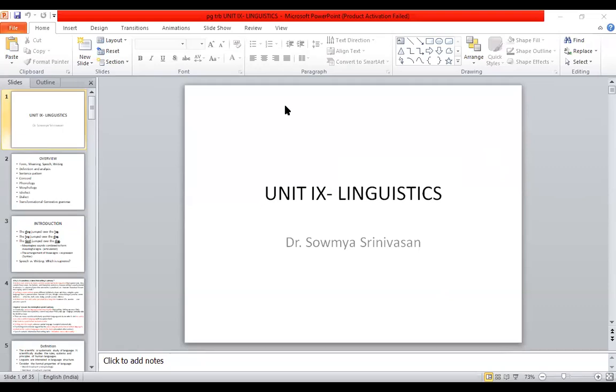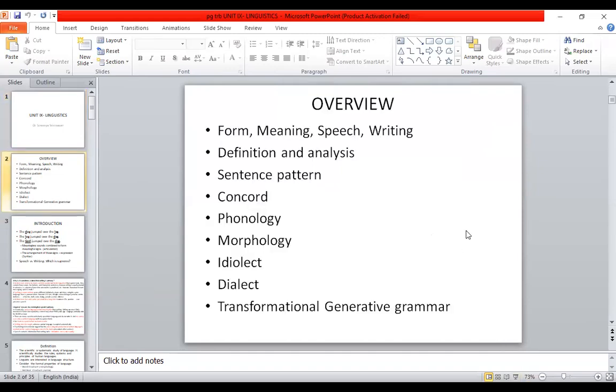Right. So what is linguistics? I'm going to give you a very brief overview of what we will be doing in the next couple of hours. To begin with, we will first be looking at the relationship between form and meaning, okay? And then the relationship between speech and writing. So we'll first look at what is the relationship between the two and how a study of this has led to what we call linguistics.